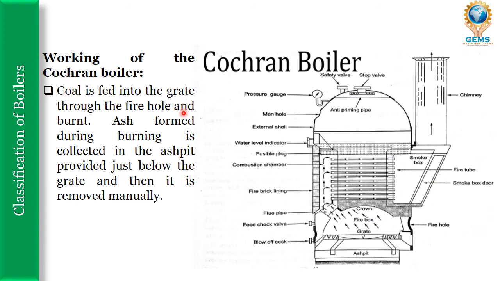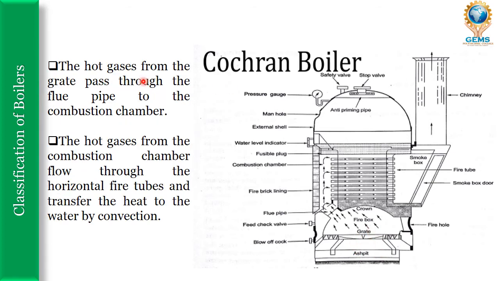Now let's see the working of the Cochran boiler. The coal is fed into the grate through the fire hole and burned. So this is the grate. Through this fire hole, we feed the coal and burn it. Ash formed during burning is collected in the ash pit provided just below the grate, and then it is removed manually. The hot gases produced from the grate pass through the flue pipe to the combustion chamber.